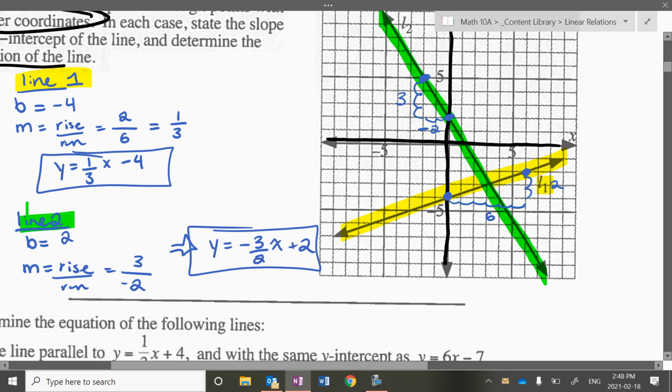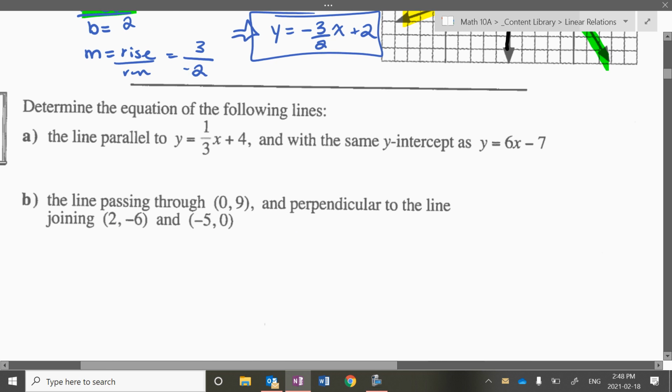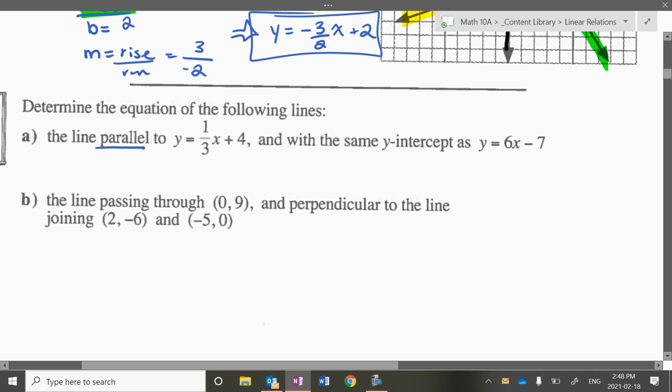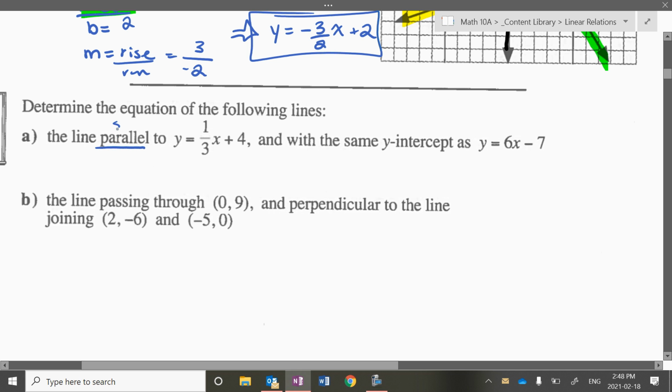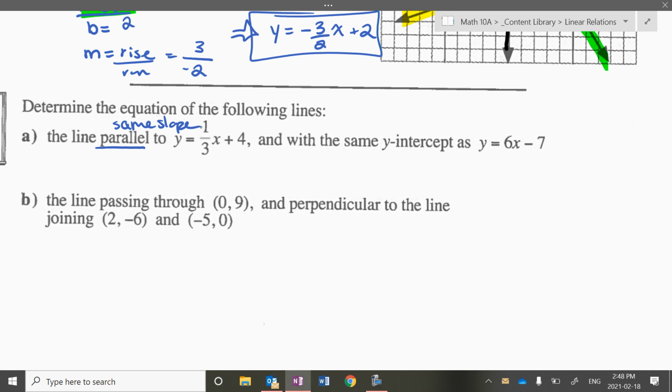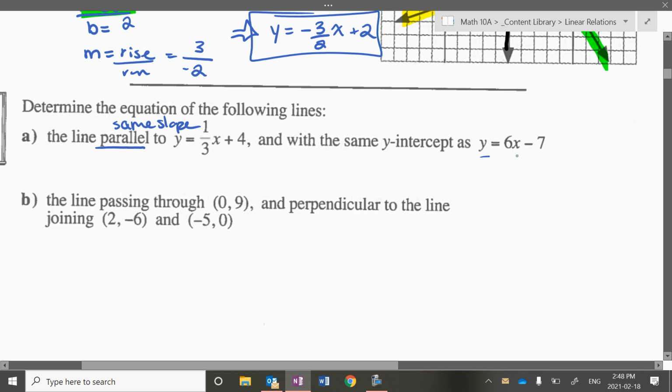This is true. Okay, let's look at these next ones. So again, this is where multiple concepts are coming in. Determine the equation of the line. We want a line that's parallel. What does parallel mean when we're talking about slope? Good, they're the same slope. So beside this, I would write same slope. In grade 10, whenever we talk about parallel or perpendicular, it's in reference to slope. And it has the same y-intercept as this line.